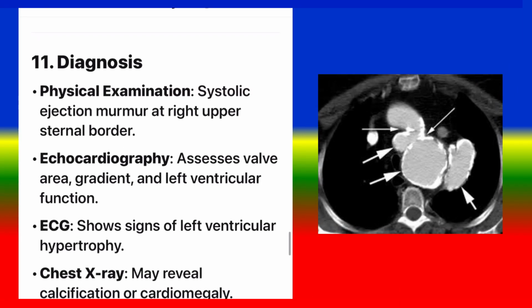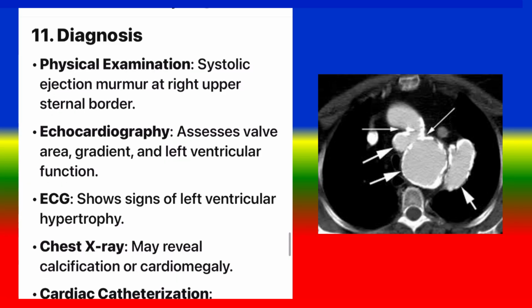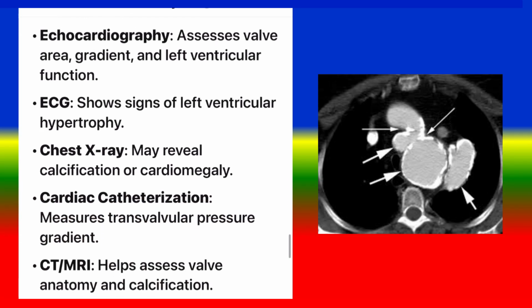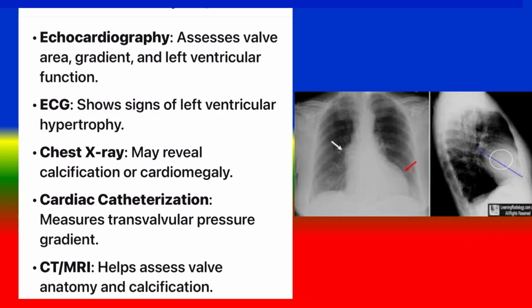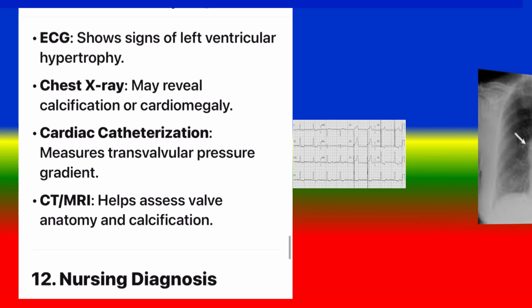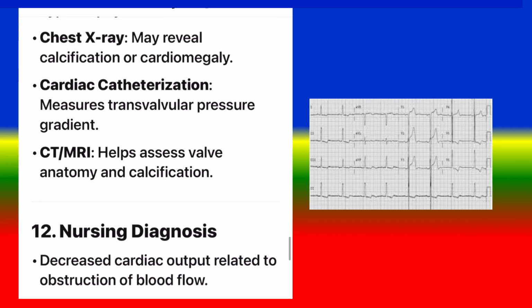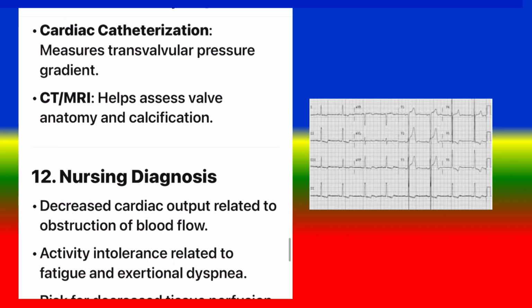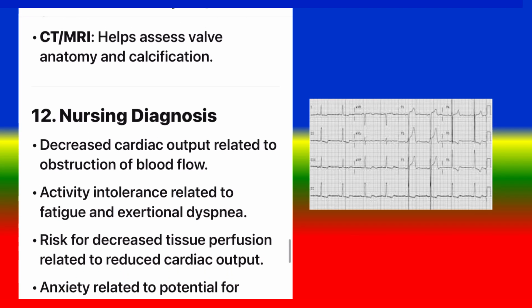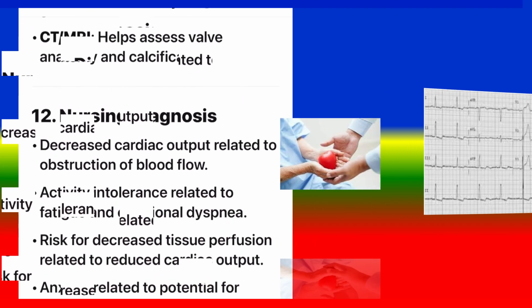11. Diagnosis. Physical examination: systolic ejection murmur at right upper sternal border. Echocardiography assesses valve area, gradient, and left ventricular function, and shows signs of left ventricular hypertrophy. Chest X-ray may reveal calcification or cardiomegaly. Cardiac catheterization measures transvalvular pressure gradient. CT and MRI help assess valve anatomy and calcification.